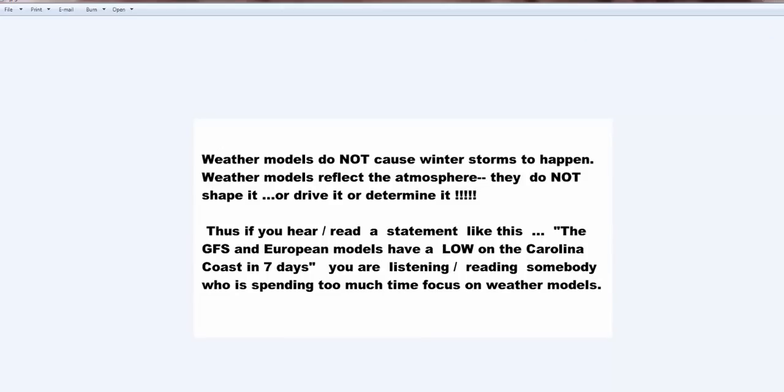Second rule here, another important rule: weather models do not cause winter storms to happen. The winter storm doesn't occur because the GFS or the Canadian or the European model does something with the low pressure area. The weather models reflect the atmosphere. They do not shape it or drive it or determine it. And obviously this seems like a pretty obvious point, but when you read statements like, well, the GFS and the European models have a low on the Carolina coast in 7 days, when you see or hear or watch or read something like that, you're listening or reading to somebody who's spending way too much time focusing on the weather models and not what's going on in the atmosphere.